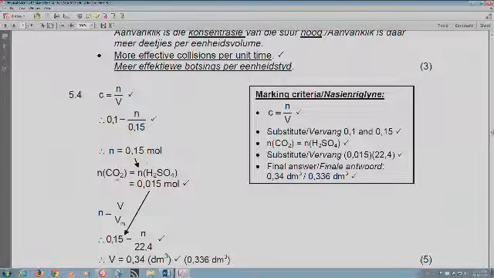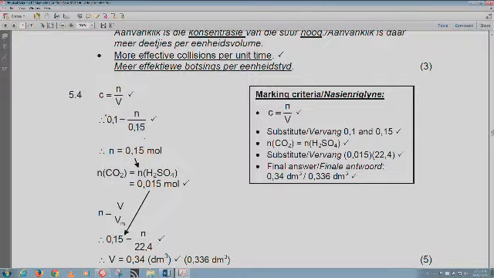And then the learner goes back to the balanced equation. To get the number of moles of carbon dioxide, they are exactly equal to the number of moles of sulfuric acid. Therefore, the number of moles of carbon dioxide will be 0,015 to get this mark here.